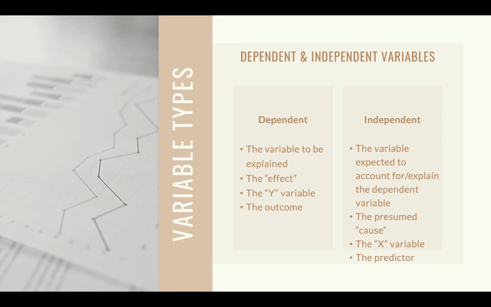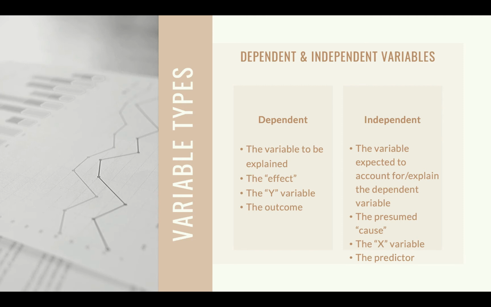So we have an x variable, which is our independent variable, the cause, and we have the y variable, which is the dependent variable, the effect. So we've heard of cause and effect before. So something causes something else, and it leads to an effect.